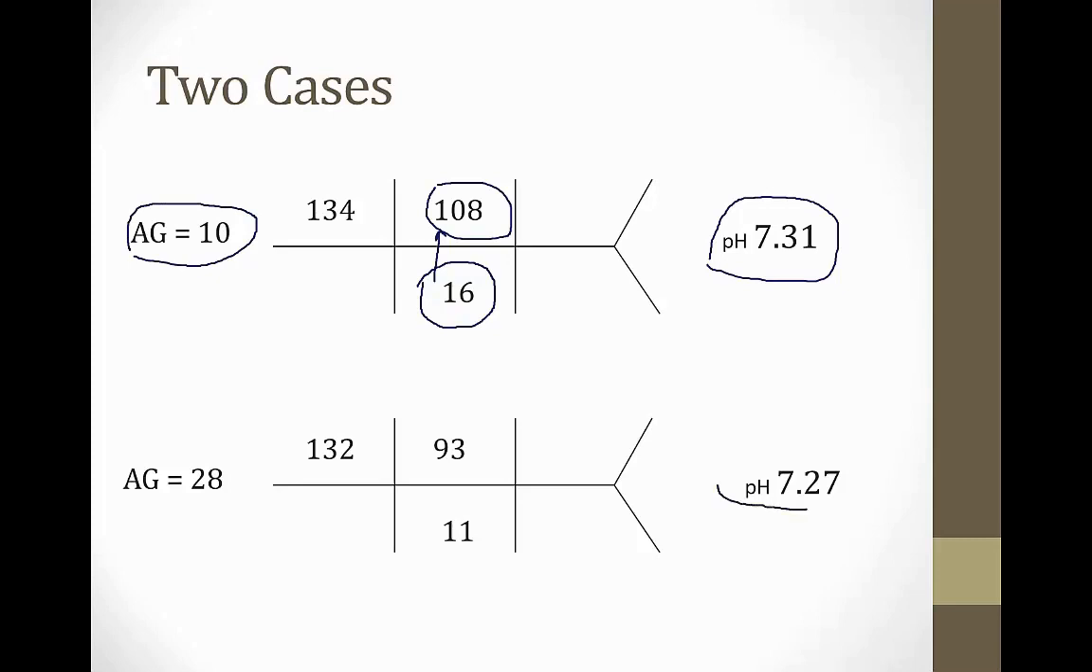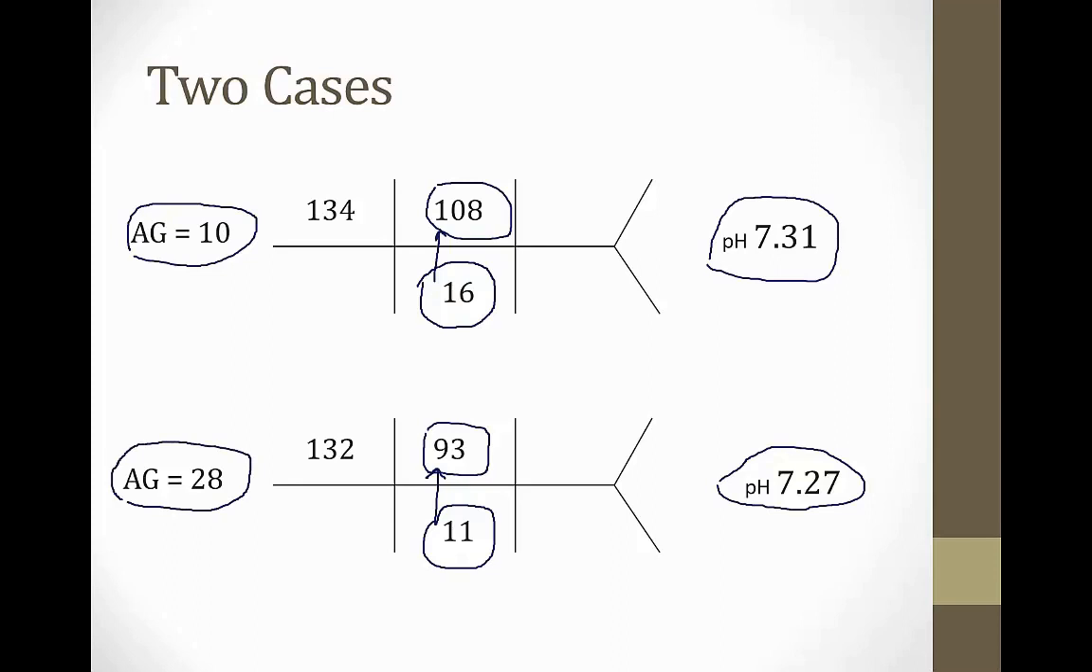The second case has a pH of 7.27. That's also low, so this is an acidosis. We look at the bicarb and it's 11. That's reduced, so this is a metabolic acidosis. Then we look at the chloride and we find that it's 93. That is not elevated. In fact, that's a little bit low. Normal is 95 to 105. So because the chloride is not increased, I know that we almost certainly have an anion gap metabolic acidosis. To confirm that, I calculate the anion gap. It's 132 minus 93 minus 11, and that works out to 28. So it's an anion gap metabolic acidosis.